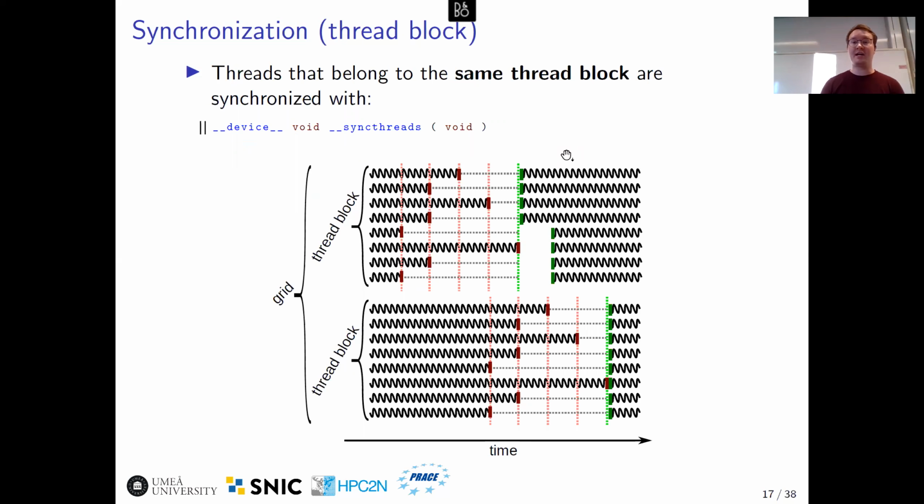Then if you go inside the kernel, you can actually synchronize threads that belong to the same thread block. This is done with a function called sync threads. In this illustration, you have two thread blocks, and they will start encountering the barrier. Once the last thread in this thread block encounters the barrier, all the threads are released and they can continue with their execution. The same happens with the second thread block. But the key thing to realize is that these barriers are completely independent between the two thread blocks. So it is only those threads that belong to the same thread block that will be affected by the sync threads function.